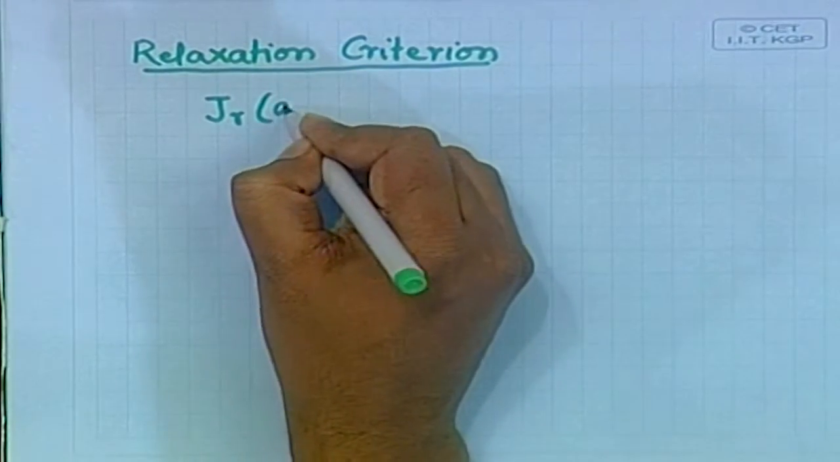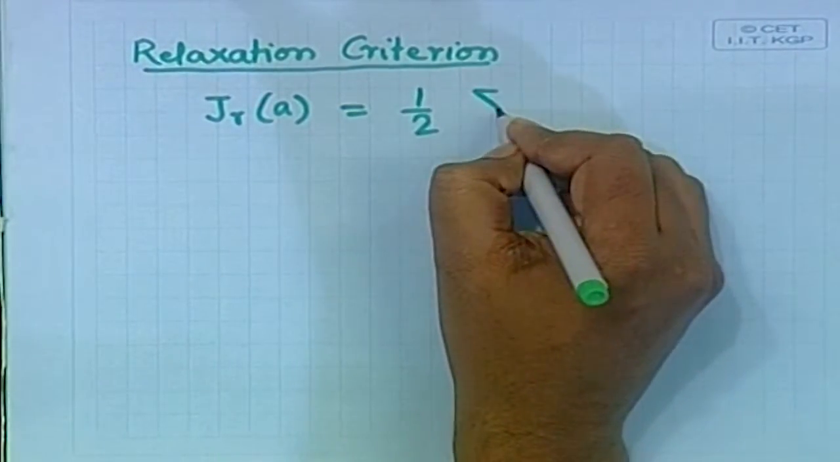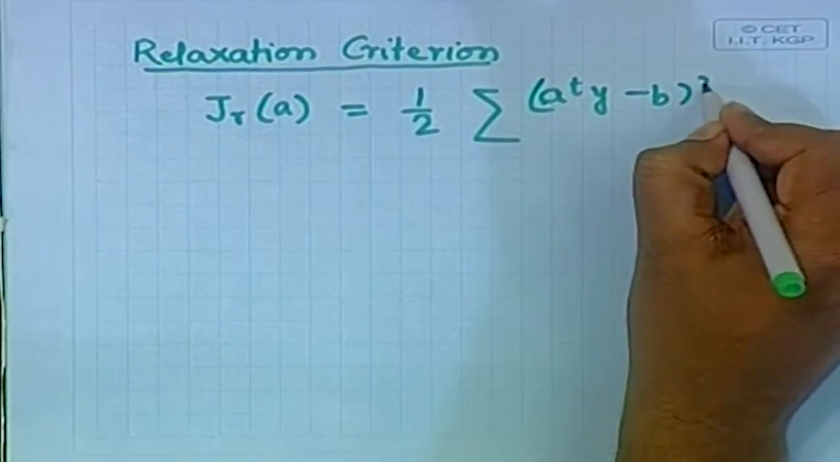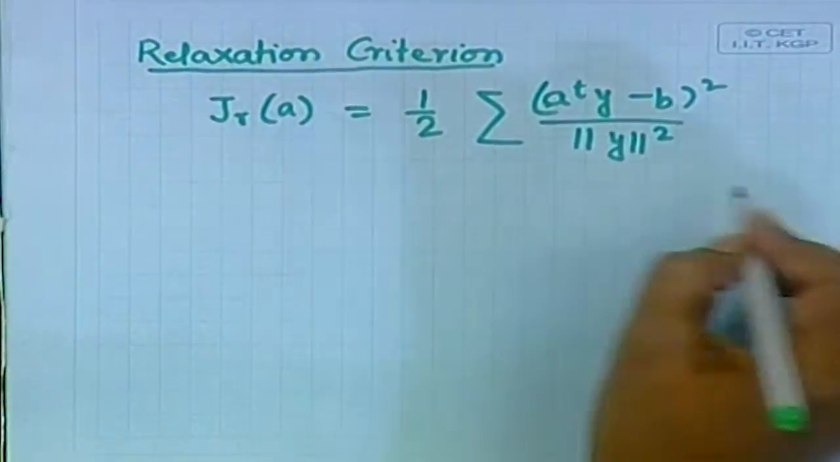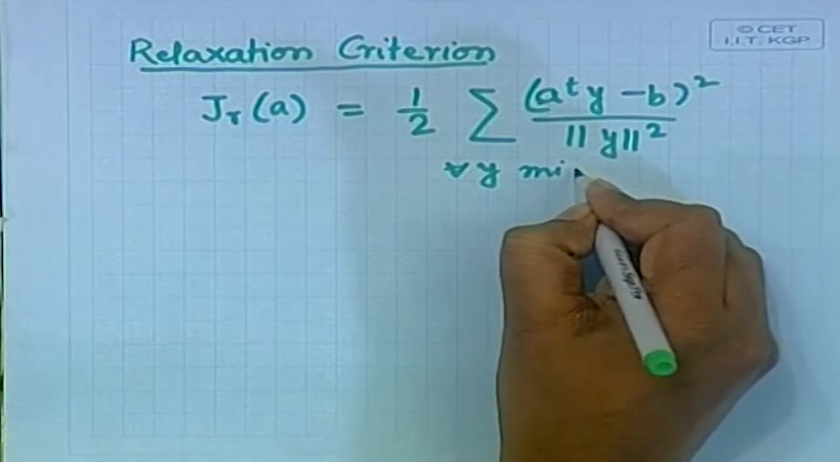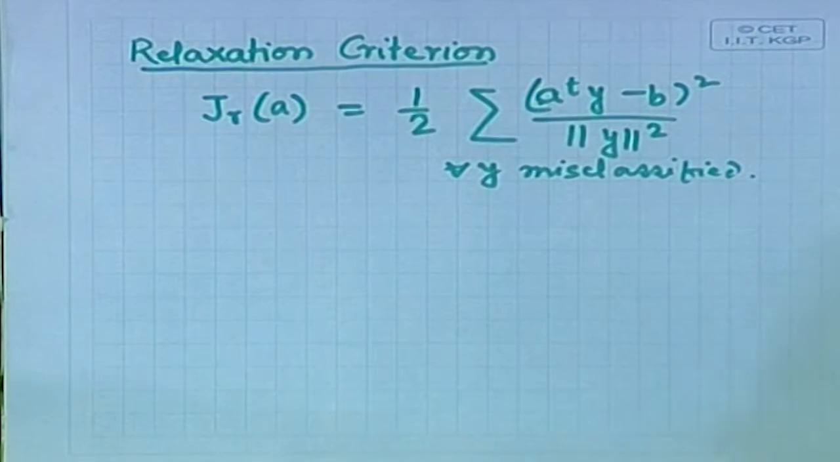and in the relaxation criteria, the criteria function was modified as JRA, which is half of (A transpose y minus b) square upon modulus of y square. Again here the vector y is misclassified, so it has to be done for all y misclassified. But our design rule remained the same, that is, you take the gradient of this with respect to A and then follow the gradient descent procedure starting from some initial weight vector which is chosen arbitrarily.